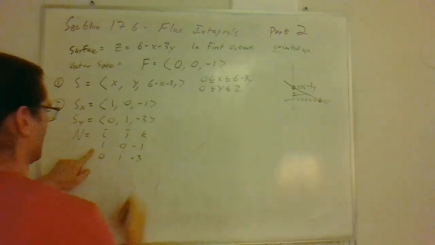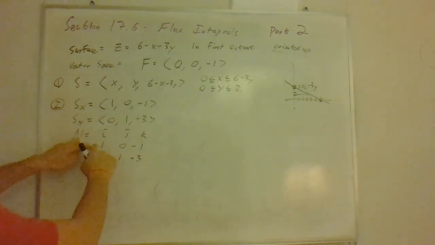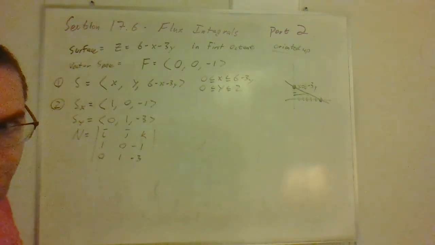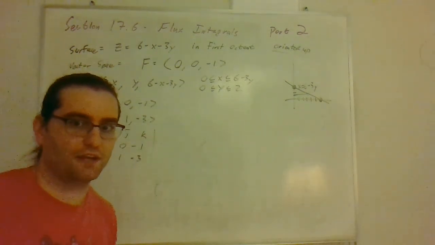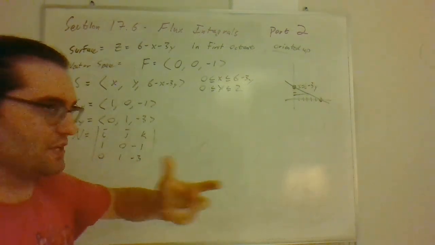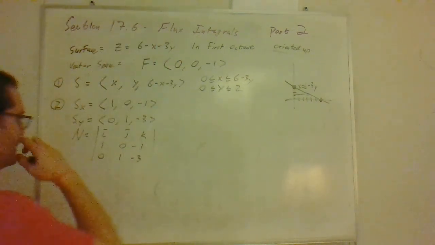0, 1, negative 3. I'm not sure if this x and then y is the correct order to make this thing oriented up, but if we guess wrong, we're not going to do it again. We're just going to make n negative. We're going to flip it upside down, and then it'll be oriented up, and we'll be all set.